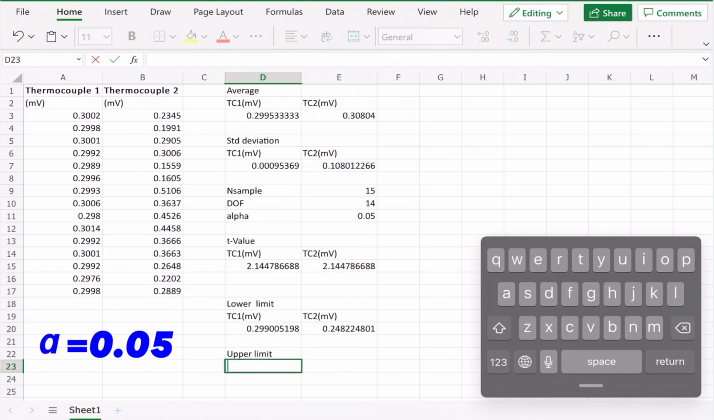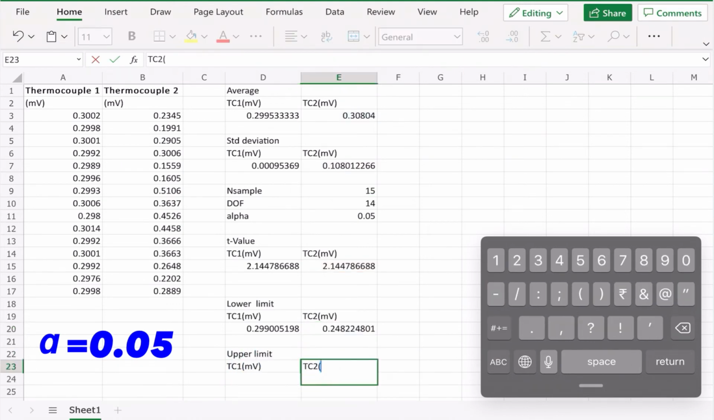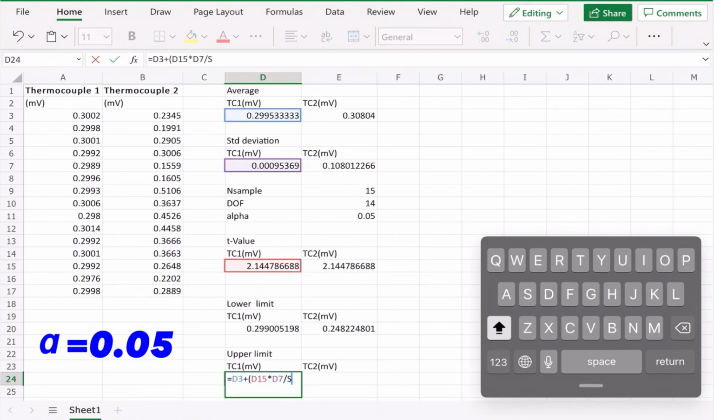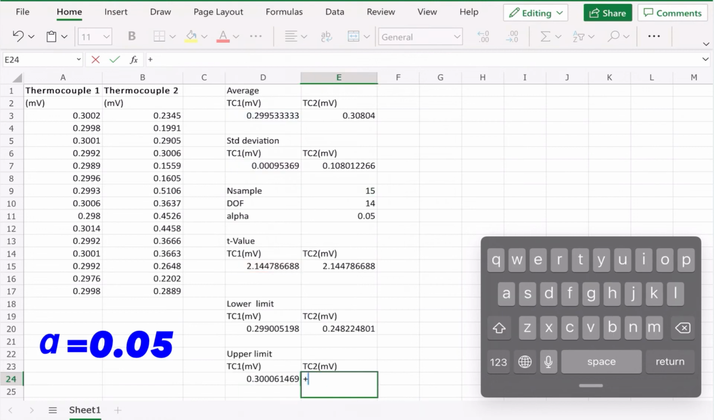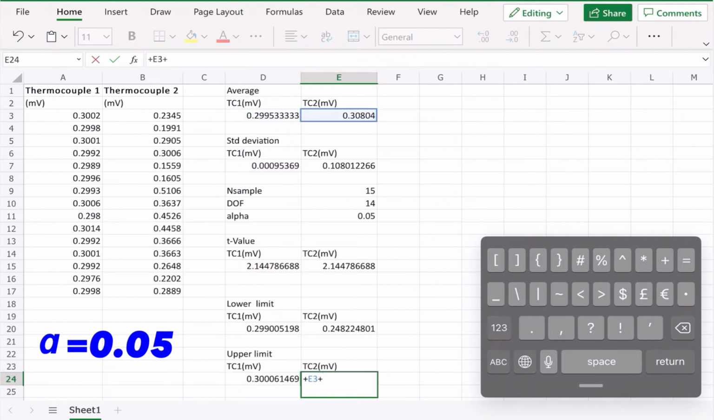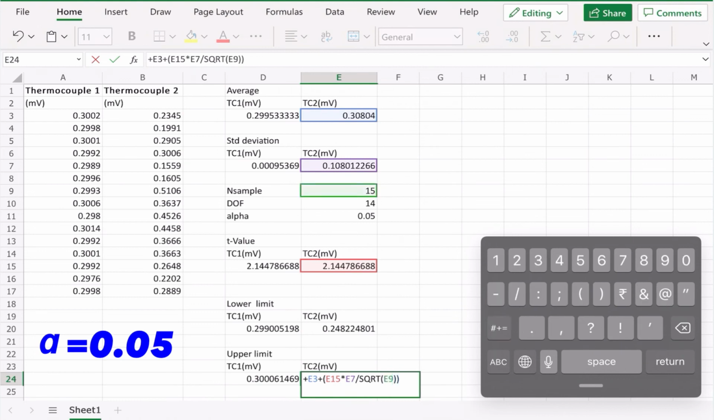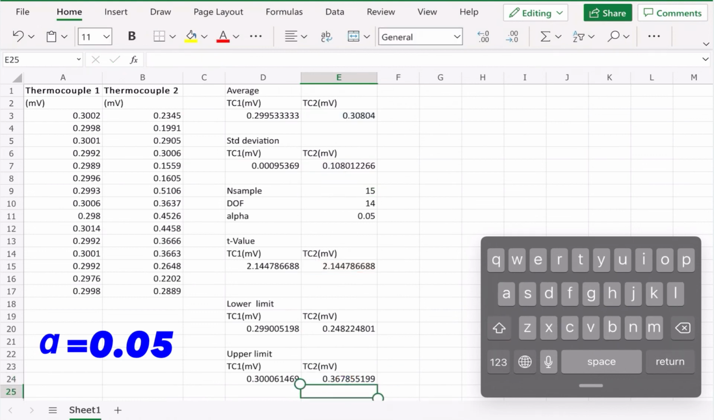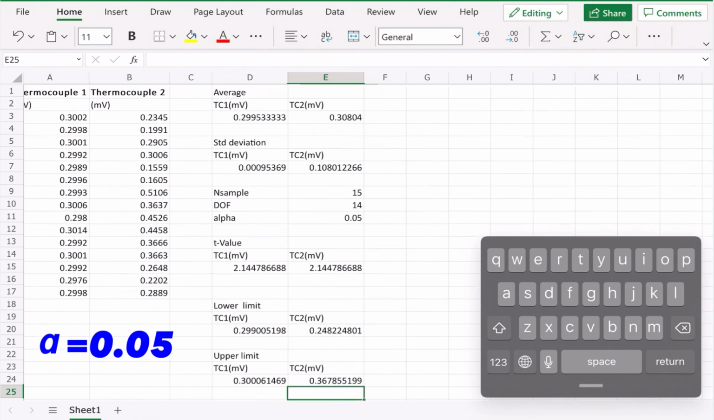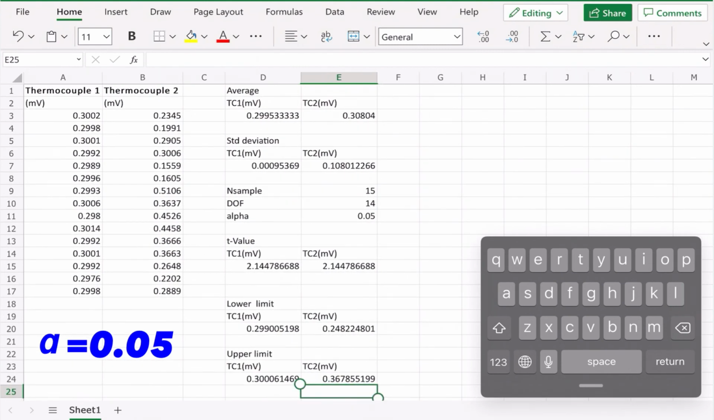For the upper boundaries, for thermocouple 1 it is equal to D3 plus D15 into D7 upon square root E9. And for thermocouple 2 it is equal to E3 plus E15 into E7 upon square root E9. Thus, the confidence interval for thermocouple 2 data is greater than thermocouple 1. Hence, thermocouple 1 is more reliable.